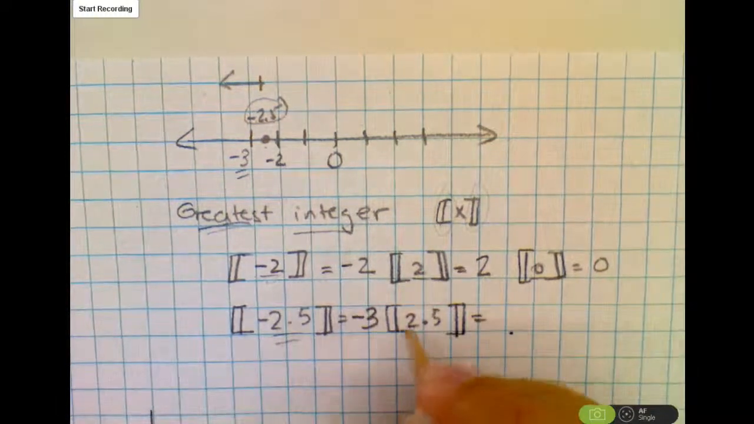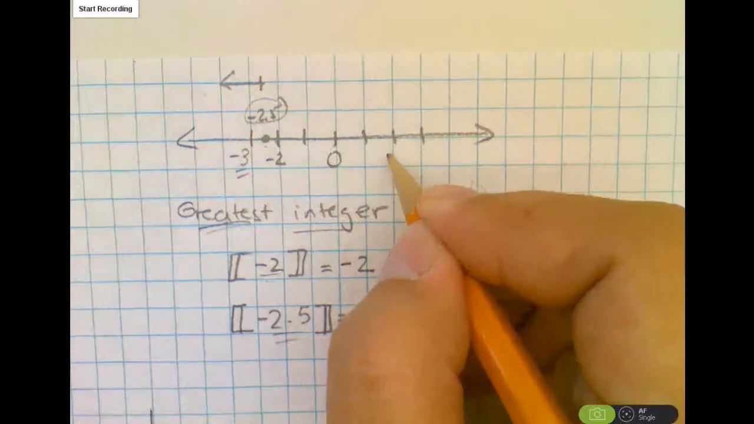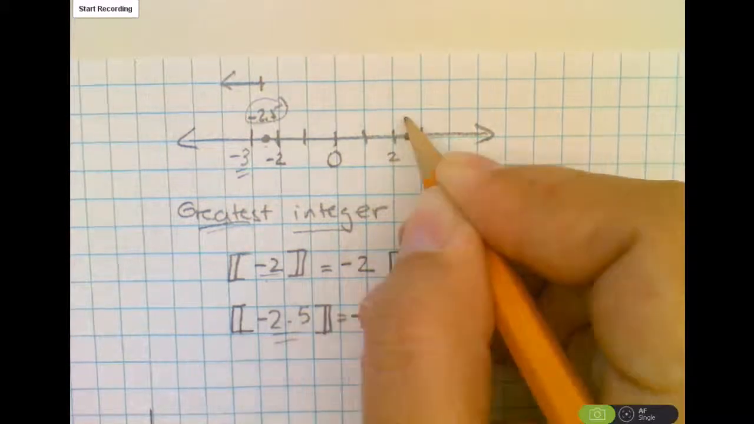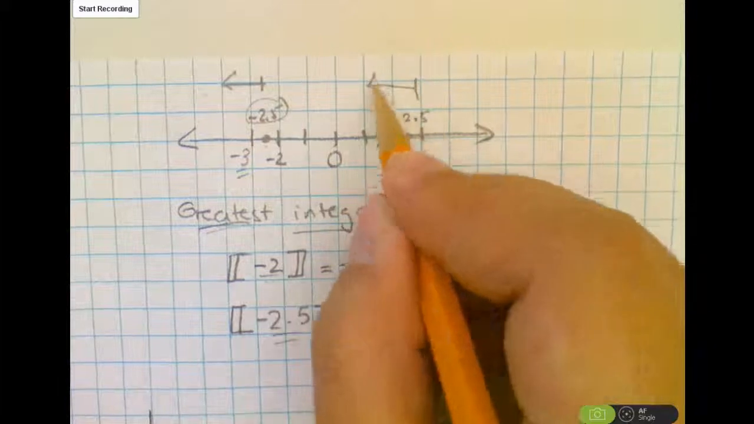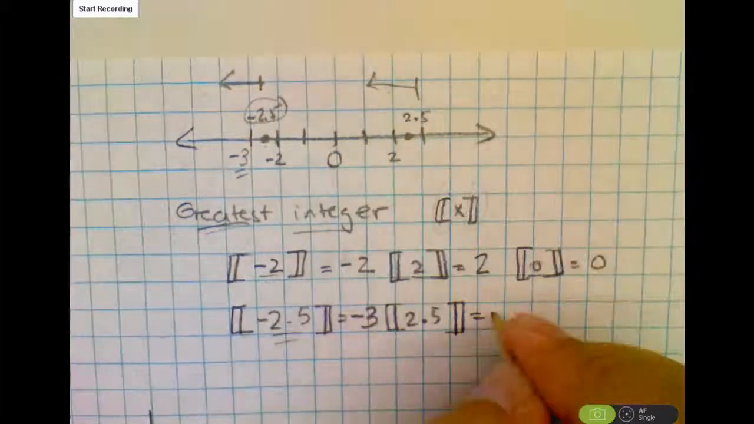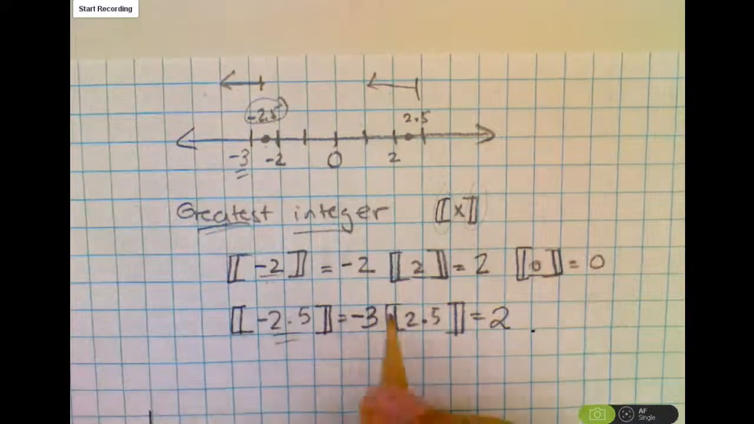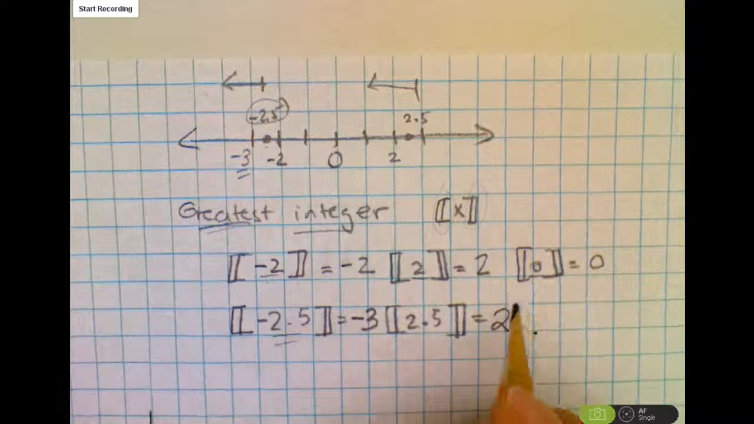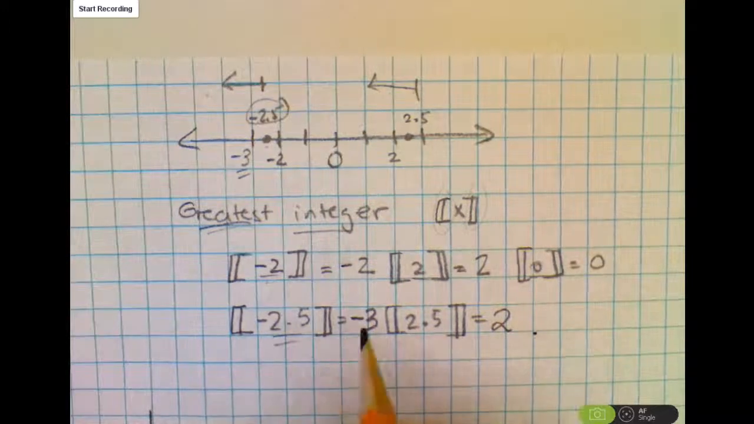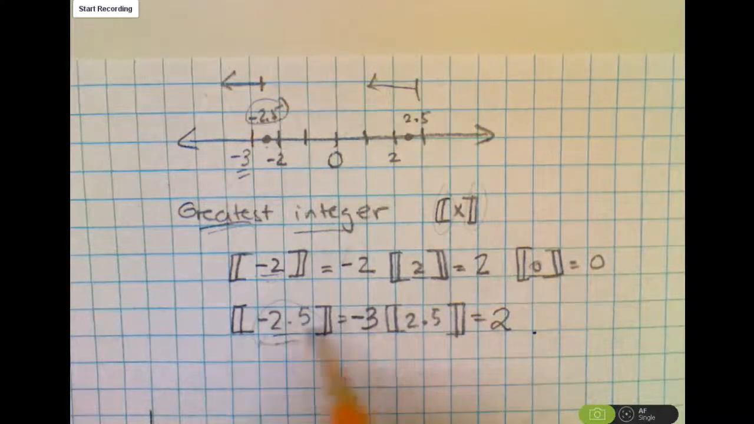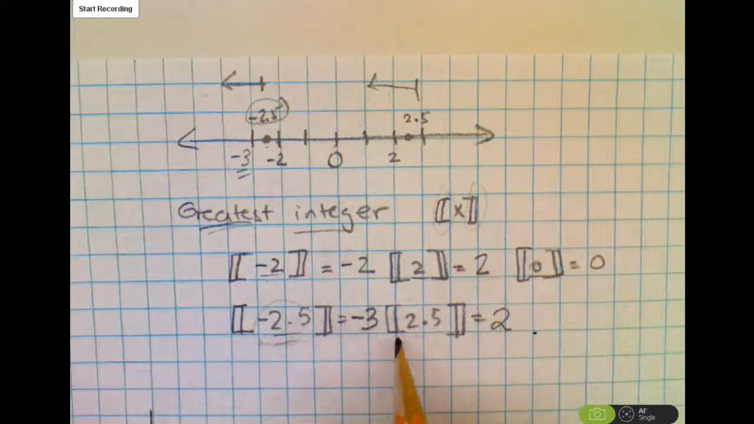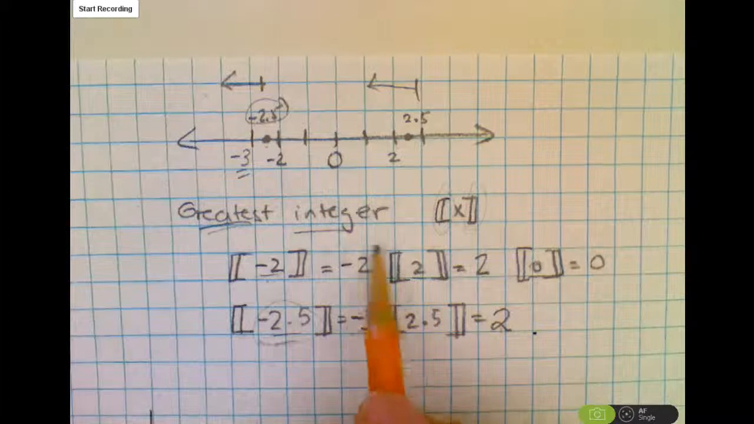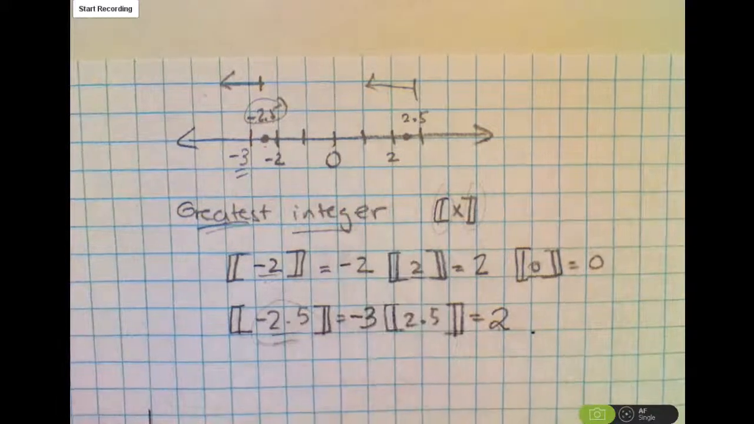Now, what would be the greatest integer of 2.5? If this is the number 2, 2.5 is right here. So the greatest integer, again, to the left of 2.5 is the number 2. So you can see that this is definitely not absolute value. If you have the greatest integer of opposite numbers, it doesn't mean that you're going to have the answers being opposite. So you have to be always careful when you find the greatest integer of anything.